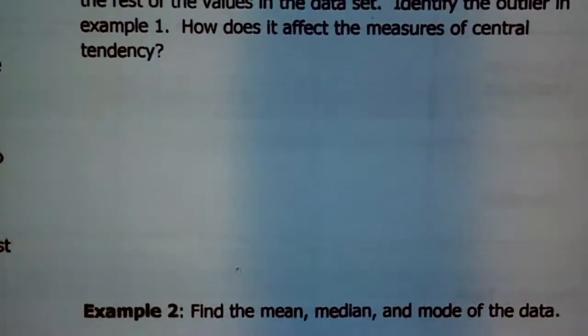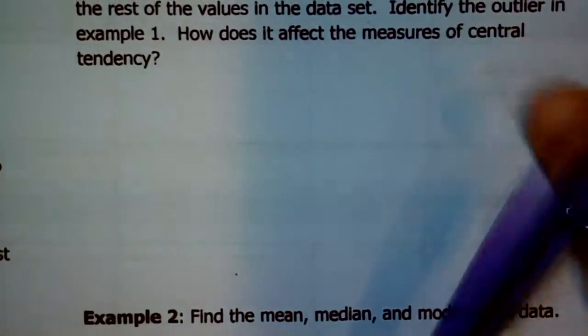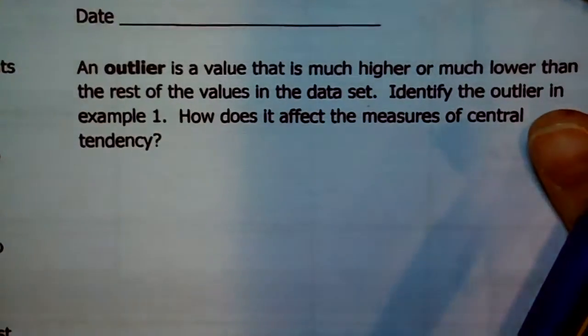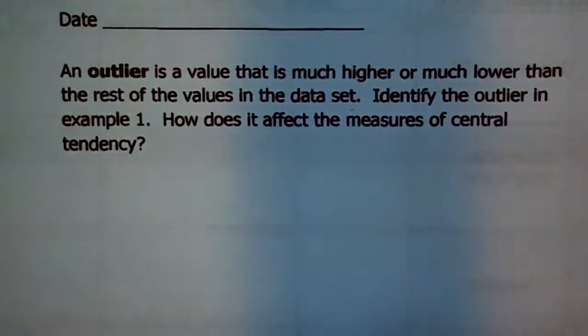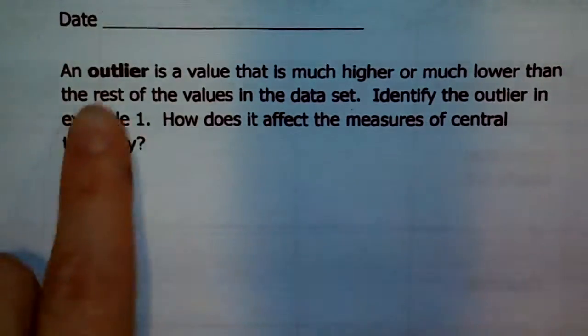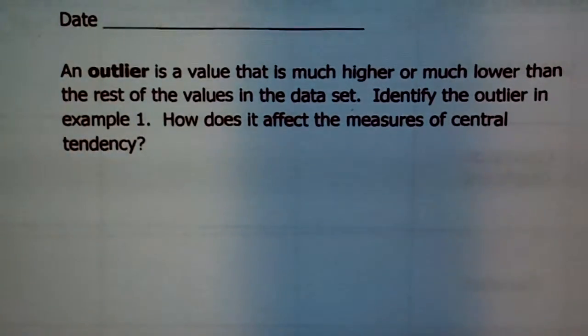Alright, next topic of discussion. I'm guessing you've heard about these before too. Outliers. And yes, it does have the word liar in there. I think it's called an outlier because it kind of lies to you about what your central tendencies are. So outliers are just values that are much higher or much lower than all the rest of the values in the data set. Usually if you have the data in order from least to greatest, you can identify an outlier a lot easier. Look at the beginning or look at the end.